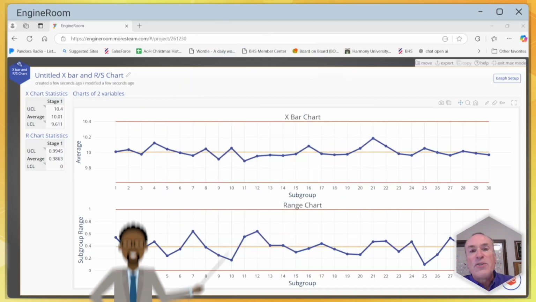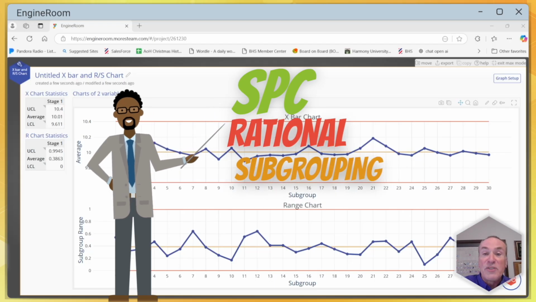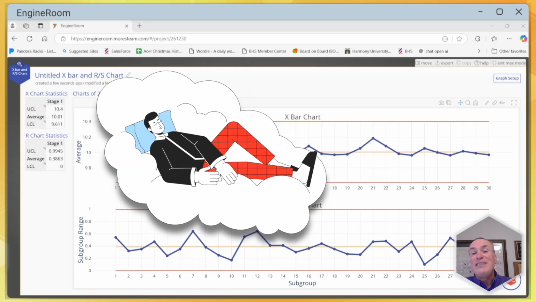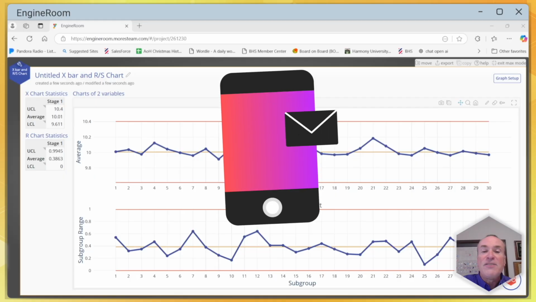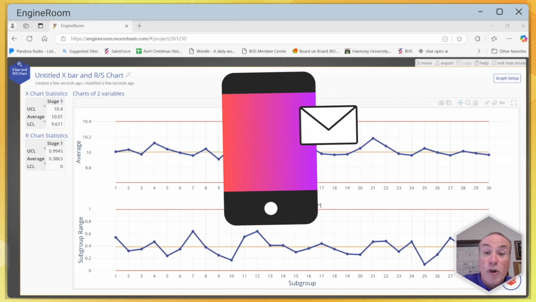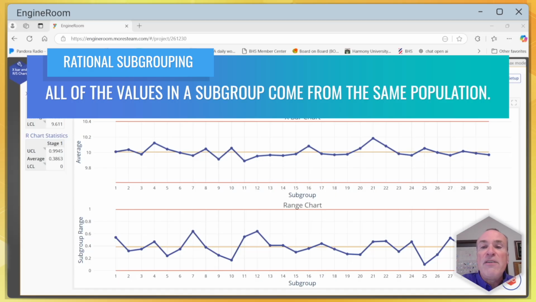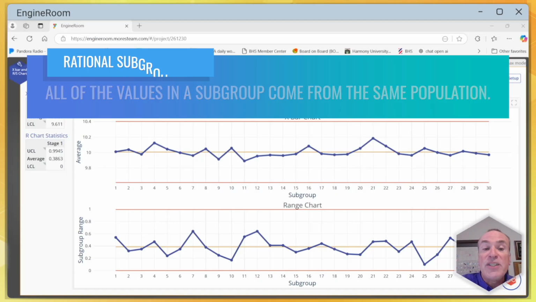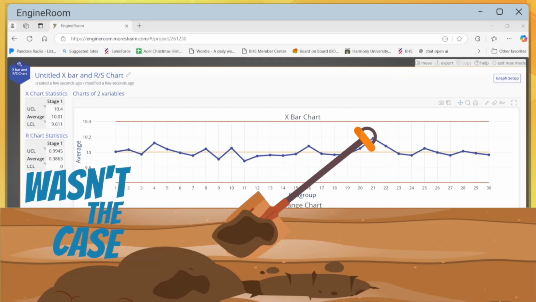Now, when you first learned SPC, your instructor spoke about a boring concept called rational subgrouping. You were busy snoozing at this point, grabbing an energy bar, or looking at email. Lots of statistical gobbledygook. Rational subgrouping simply means that all of the values in a subgroup come from the same population. And when I dug in deep, that wasn't the case.